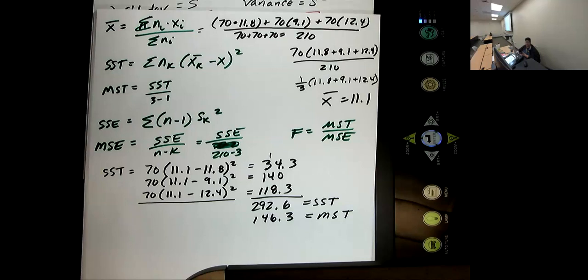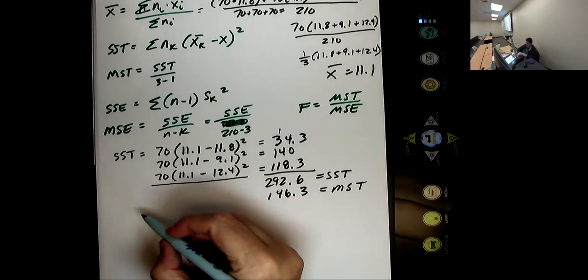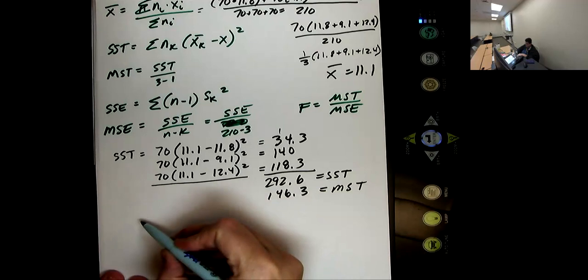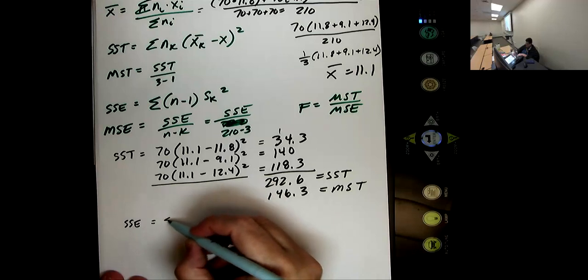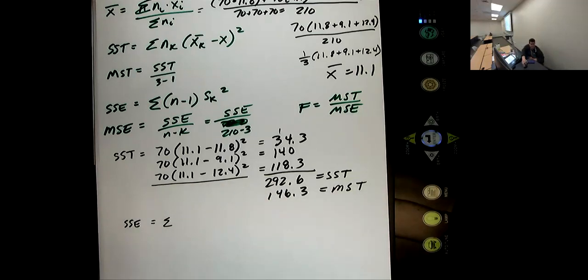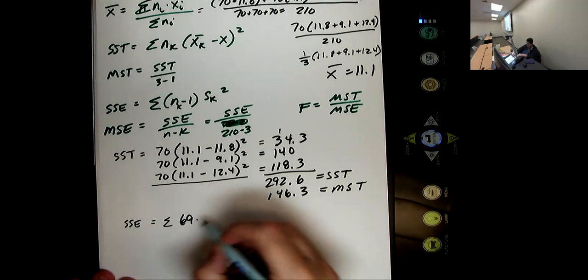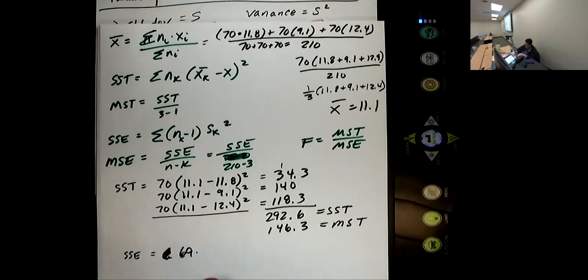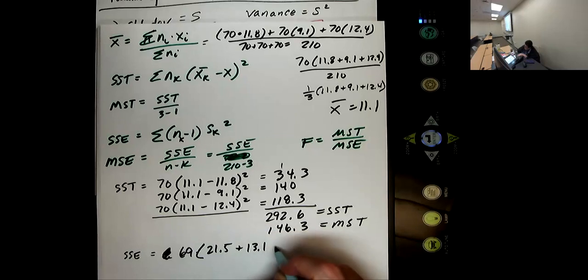All right, we're getting there. SSE is the summation of n minus 1. Is it n minus 1 or nk minus 1? Let me check. It's nk minus 1. So it's the sum of 69 times the variances. The variances were listed as 21.5 plus 13.1 plus 8.4.